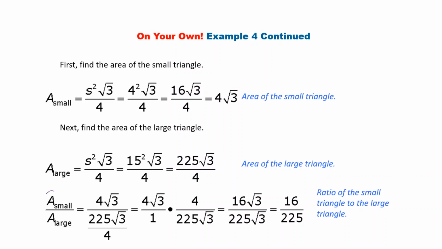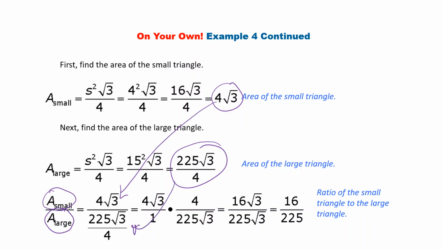So the area of the small triangle in relationship, or as a ratio, to the area of the large triangle. And once you put those two pieces in, then we just simplify and we end up with 6 over 225.